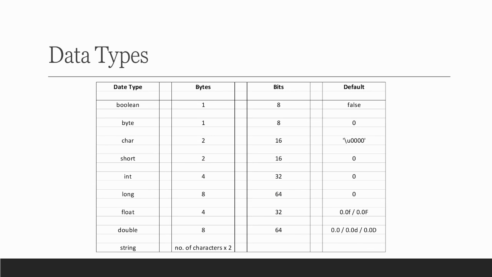This is a small table I have made which contains the information about the data type, its space in bytes and bits, and its default value. You must remember that 1 byte is equal to 8 bits. So according to this table, as you can see, Boolean contains 1 byte of memory space, which when multiplied by 8 gives us the memory space in bits. It is similar in all the cases. 8 into 8 gives 64, 4 into 8 gives 32.